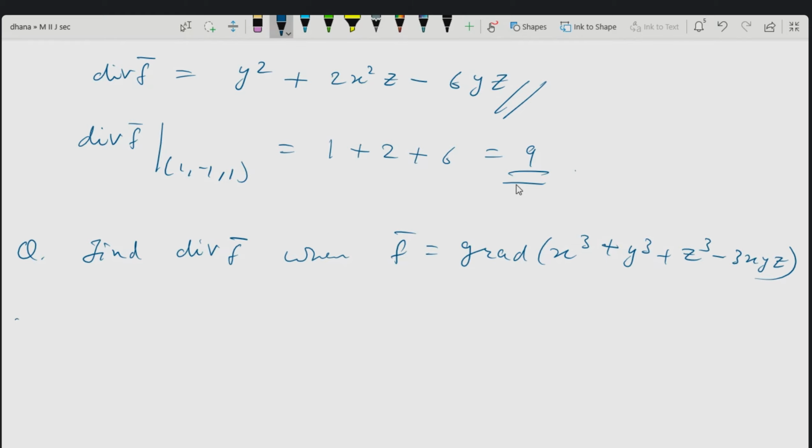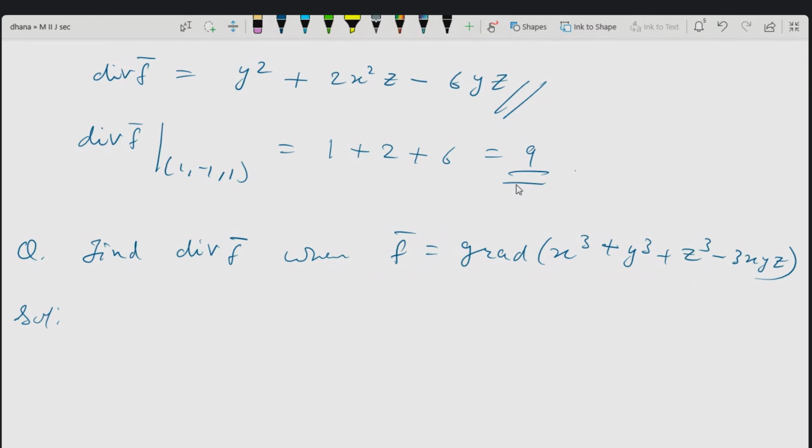Understood now? F bar is not given directly. F bar is defined as gradient of some function. So first you need to find f bar. And how is it defined? Gradient of some function, and that function is a scalar function, as you can see. Now when you calculate gradient of some scalar function, the result is always a vector only. For that vector you need to calculate the divergence. Understood?